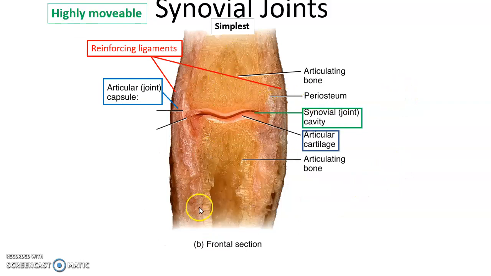So here is a very simple synovial joint. Here's the articular cartilage, up and down. Here's the articular capsule. There's the synovial joint cavity. And then on the outside, we can see the reinforcing ligaments.